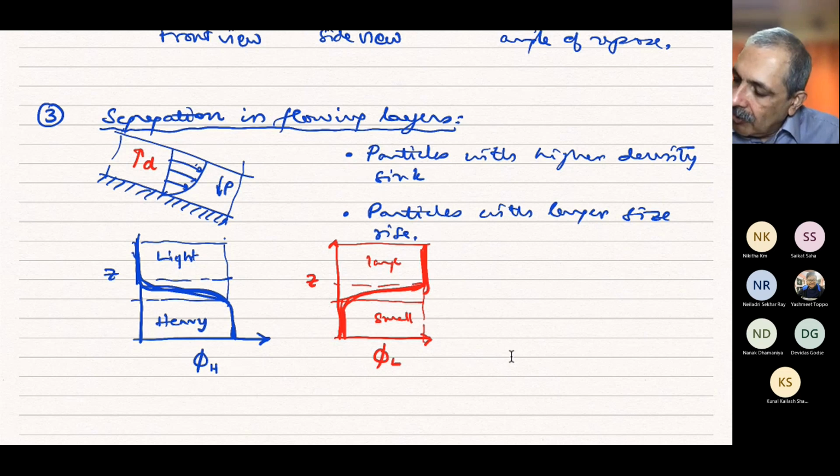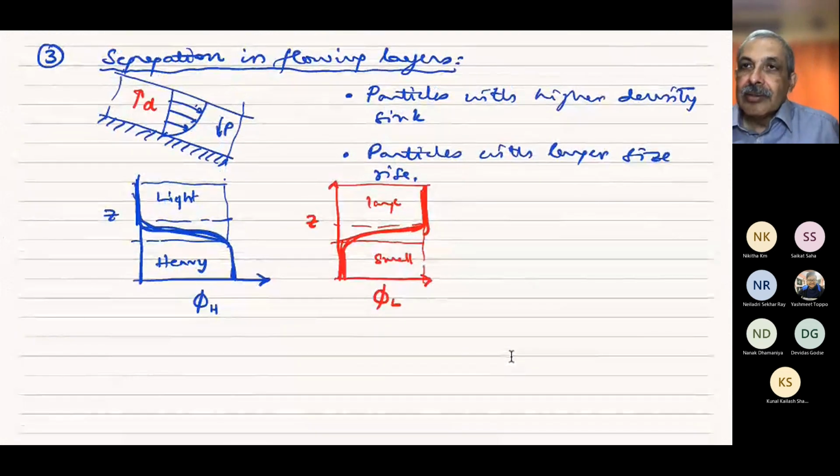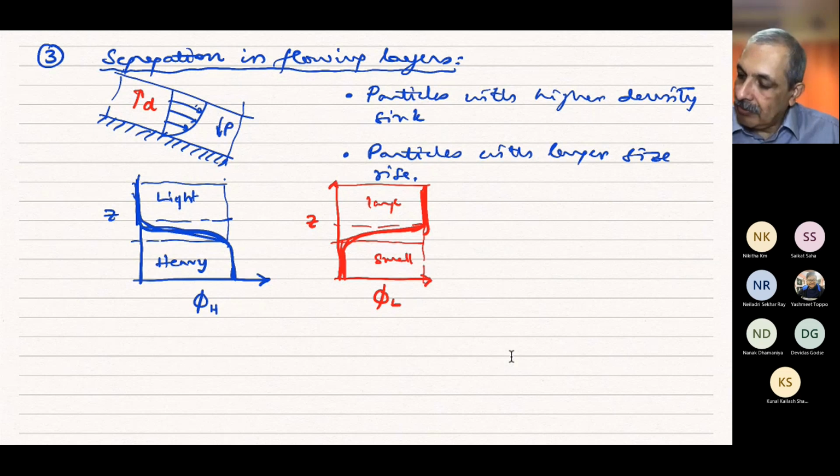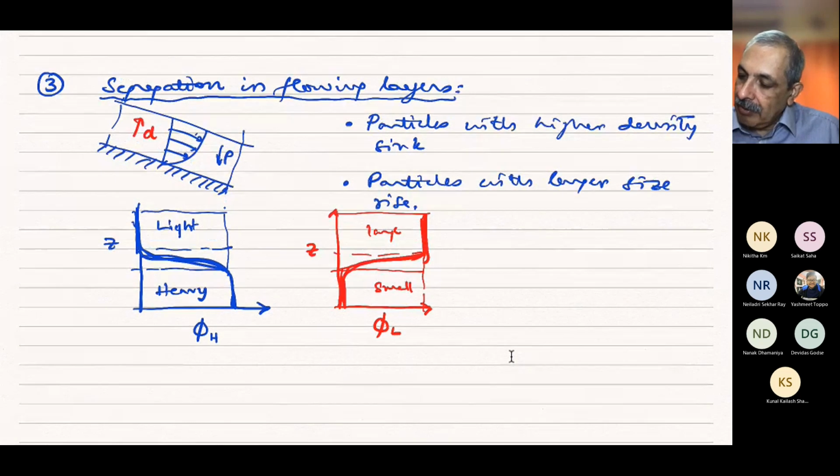So in the next class, what I'm going to do is I'll try and explain, can we actually predict how this segregation will take place? I will discuss a little bit about this.